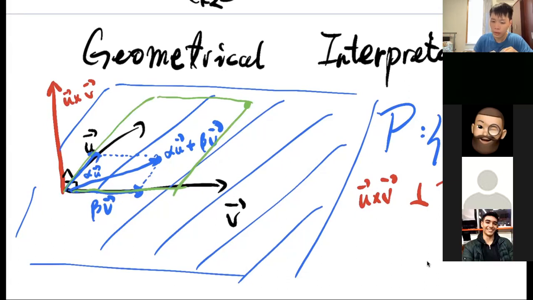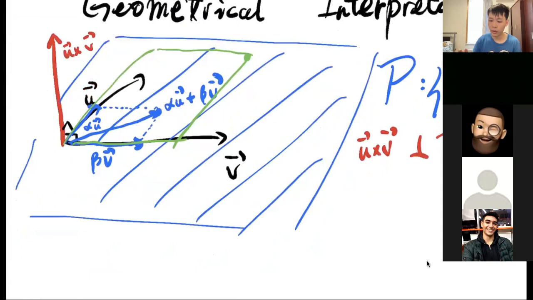Yes. So the component of beta V and the component of alpha U form the plane between these two vectors, right? Because you can always change the value of alpha and beta. Yeah, but are those the components that formulate the plane?